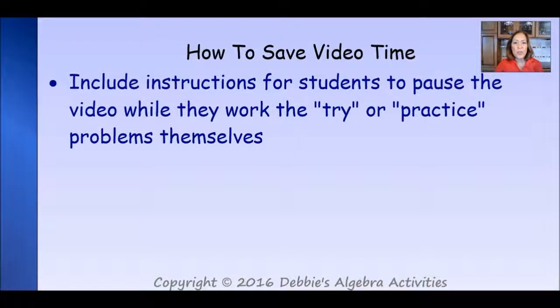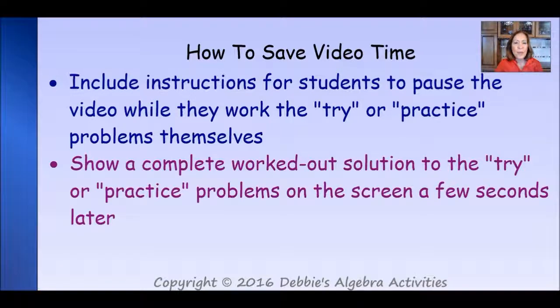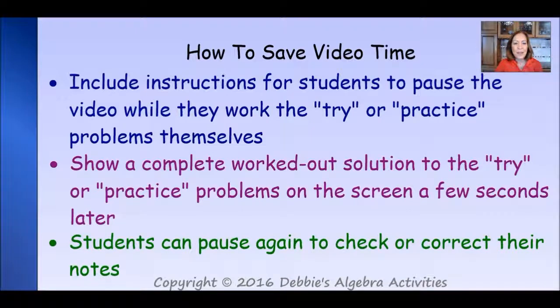Include instructions for students to pause the video while they work the try or practice problems themselves. Show a complete worked out solution to the try or practice problems on the screen a few seconds later. Students can pause again to check or correct their notes. Now here is a clip of a try problem following the explained problem. Notice that I give the students instructions to pause the video until they are ready to check their answer.